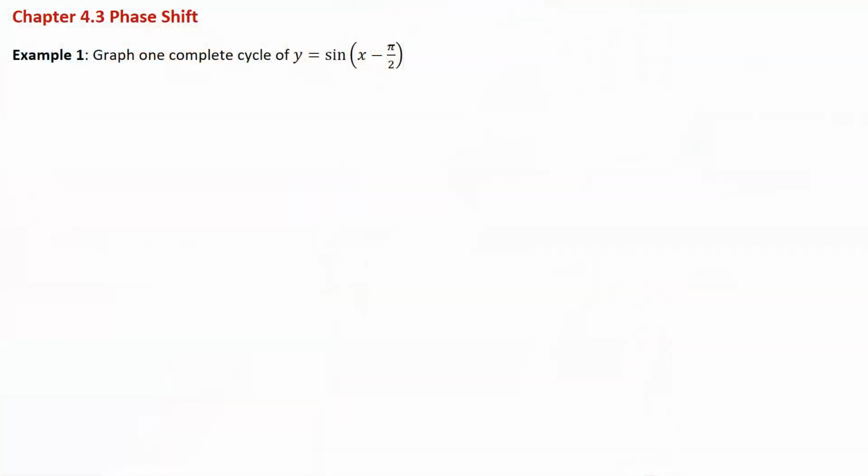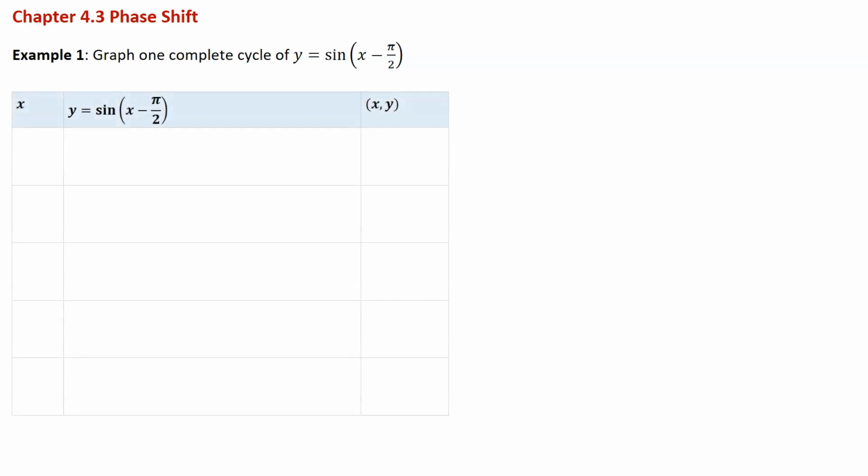In this example, we will graph one complete cycle of y equals sine of x minus pi over 2. Later, we will learn how to graph a trigonometric equation that has a number next to the argument without having to make a table. But for now, we will start with creating a table of values. For x values, it will be more convenient to use multiples of pi over 2: pi over 2, pi, 3 pi over 2, 2 pi, 5 pi over 2. We will now substitute these values in the equation.